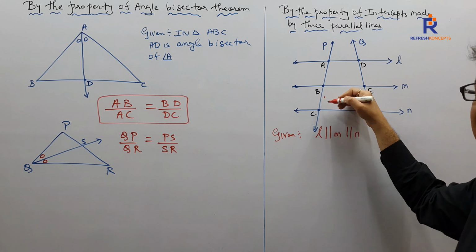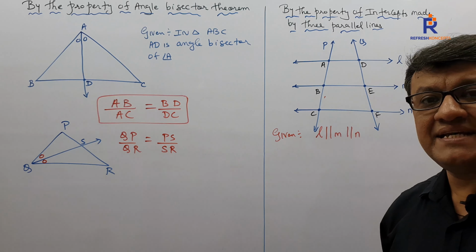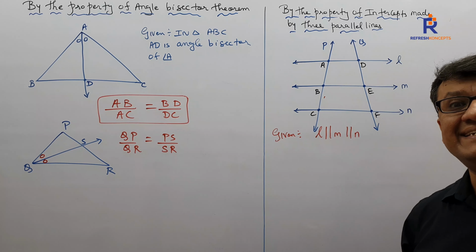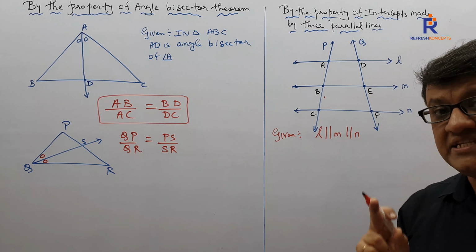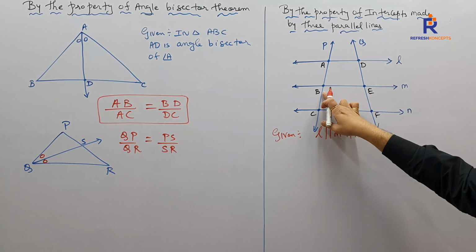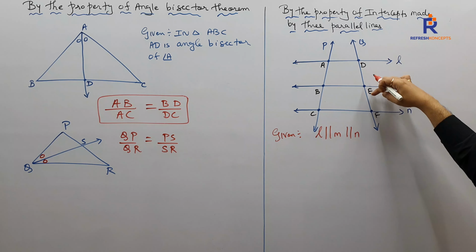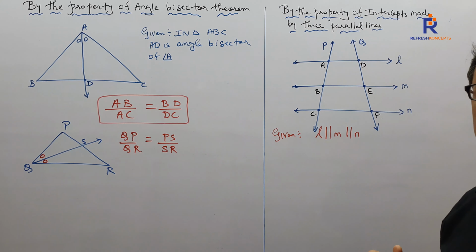What are AB and BC termed as? AB and BC are termed as intercepts. What are DE and EF termed as? They are also termed as intercepts made by a transversal. AB and BC are the intercepts made by the transversal P. DE and EF are the intercepts made by the transversal Q.